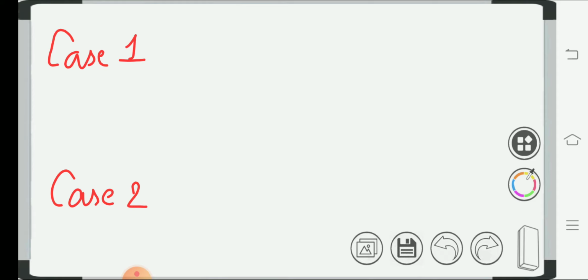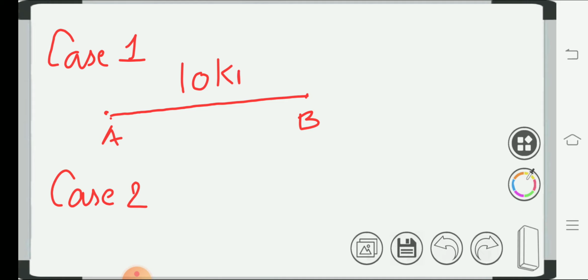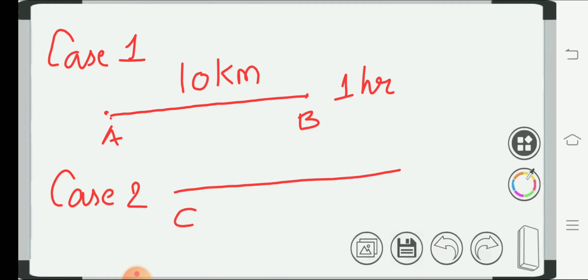In case one, a car or an object is traveling from A to B. Okay. And it's covering a distance of 10 kilometer in 1 hour. In case 2, it is traveling from C to D and it's covering a distance of 20 kilometer in 1 hour.